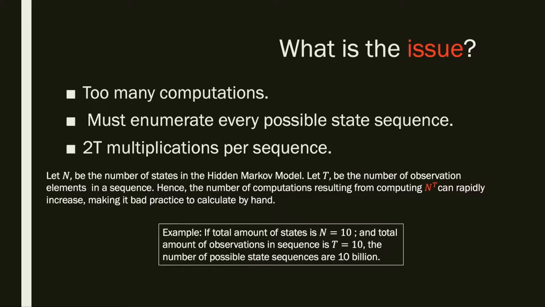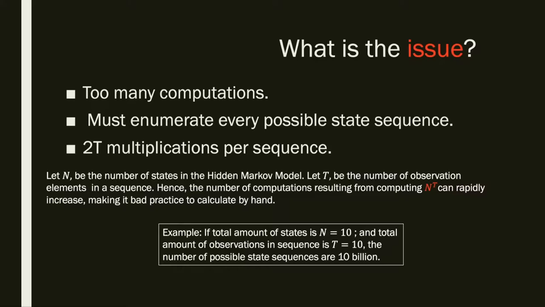So what is the issue? When you use hidden Markov models, three main problems arise: evaluation, traversal, and training. So this video will focus on the first problem, which is evaluation.